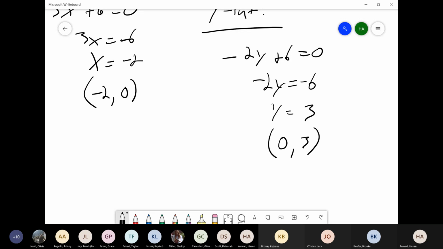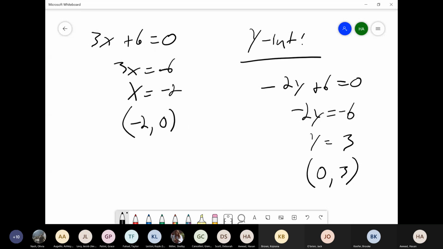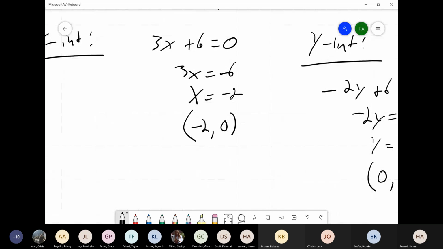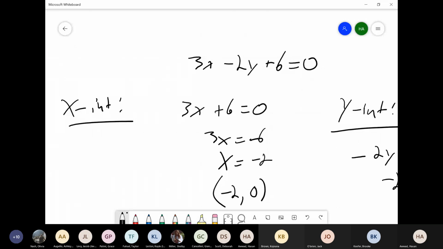Any questions on this so far? I know I kind of just blew through that fairly fast. So if you have questions, please stop me. I just wanted to show you guys that you could do it entirely in the form that it's currently in. You don't have to do any manipulations to the line to find the x and y intercepts.